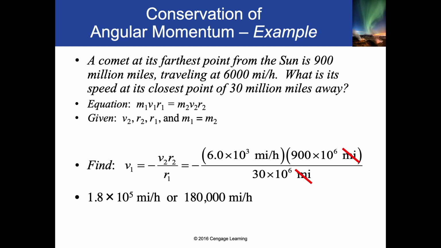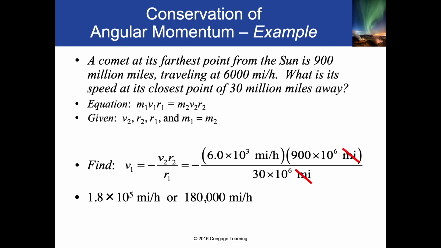You're given both of the radii: the far side radius, which is 900 million, and the short side radius, which is 30 million. So that's both r's already. You already know that the two masses are equal to each other, so you don't have to worry about that, and you're given the second velocity. So literally, you don't even have to worry about the masses. All you have to worry about now is the two velocities and the two radii, right?